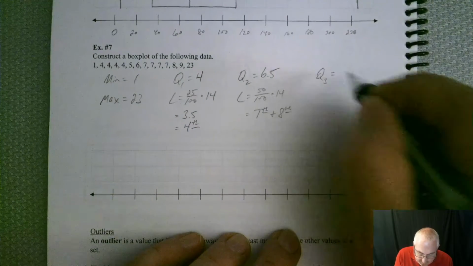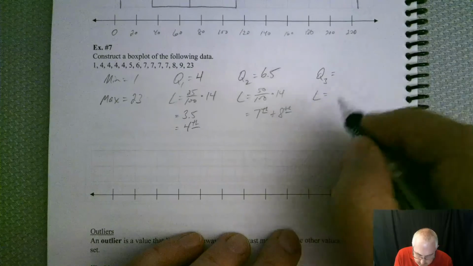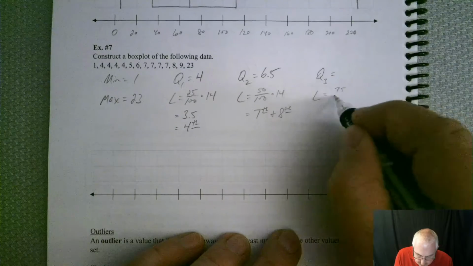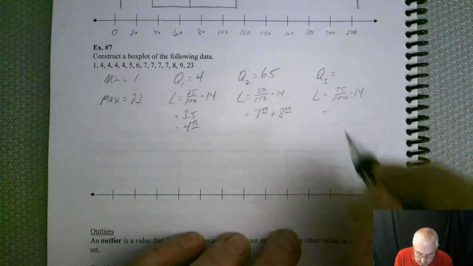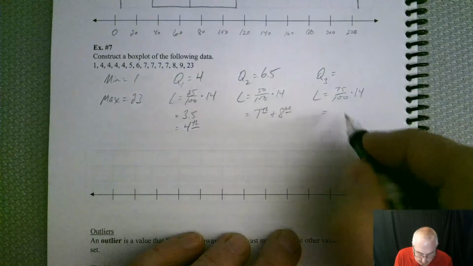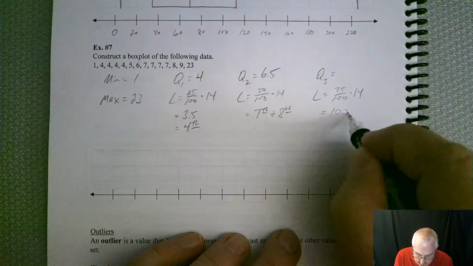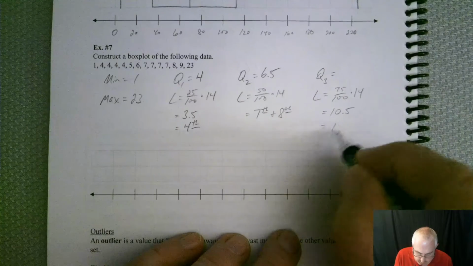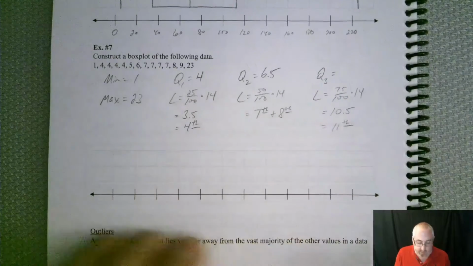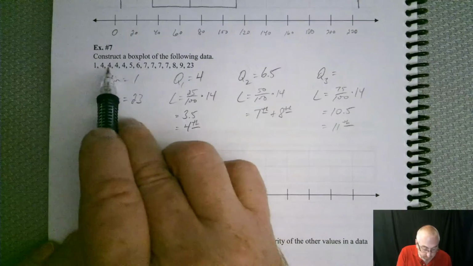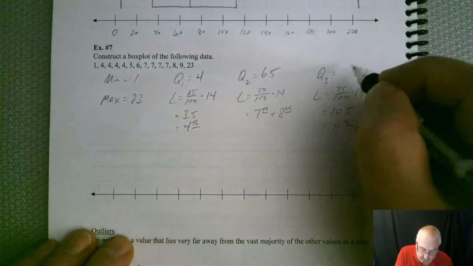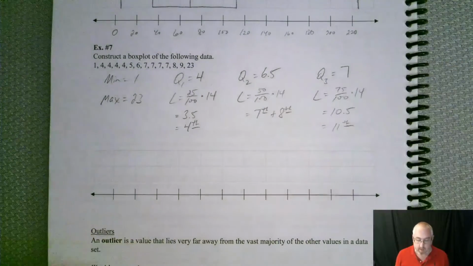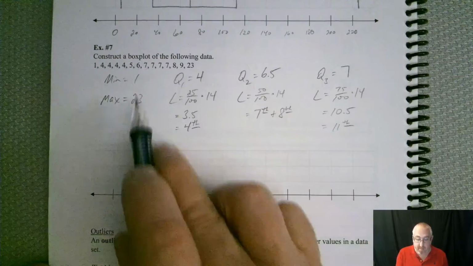And then our last value, 75 times 14. Okay, so that's going to be what, 10.5, which is 11. So the 11th number, 1, 2, 3, 4, 5, 6, 7, 8, 9, 10, 11. So it's a 7. All right, so now we have our 5 numbers.